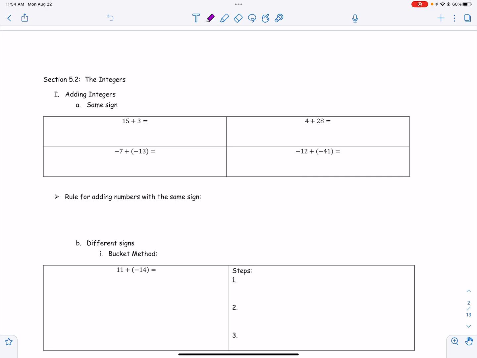You know, Johnny had 15 apples and Susie gave him 3 apples. How many apples does he have now? We know that we add those two numbers and we get 18. When we have the same sign, you keep the sign and add the numbers. The only thing that's changing when we have negative numbers is that you want to think about money.